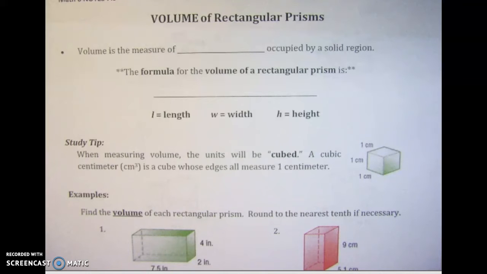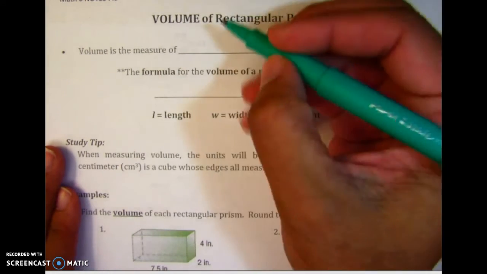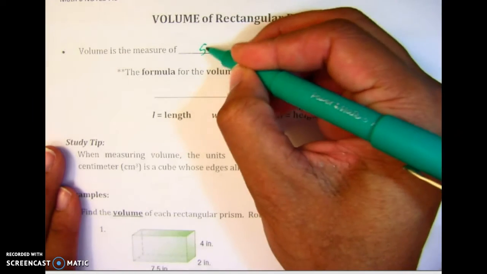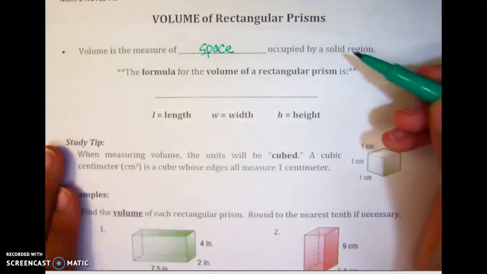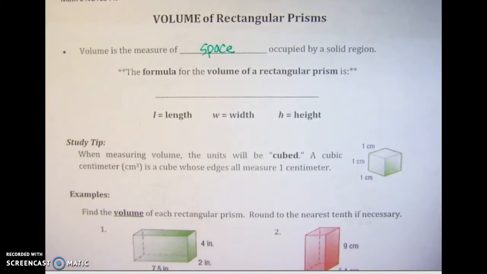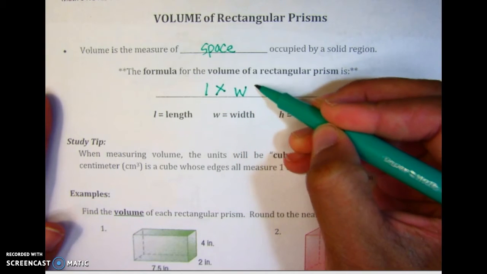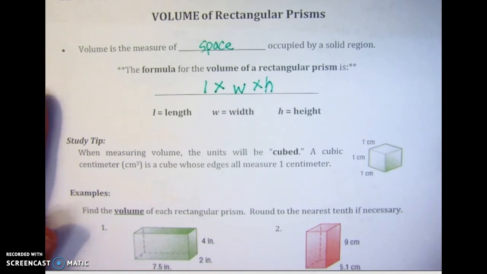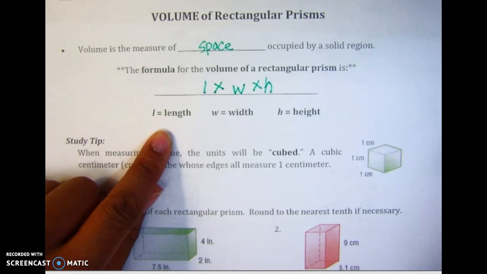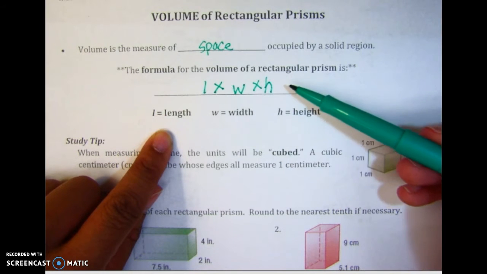Today we're taking notes on how to find the volume of a rectangular prism. So volume measures the amount of space occupied in the solid region. So how much can fit inside of something. The formula for volume of a rectangular prism is length times width times height. And you see that the L stands for length, W stands for width, H stands for height.